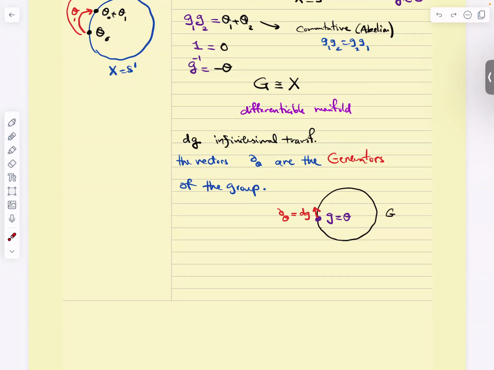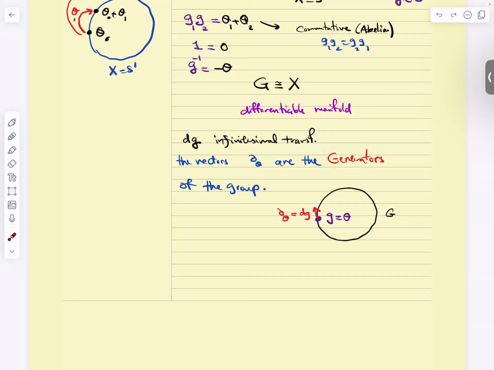So what's the difference between the infinitesimal transformation and the group? Infinitesimal group transformations are generated by the generator. So there's a generator essentially. All I'm saying is that the difference is the exponential.